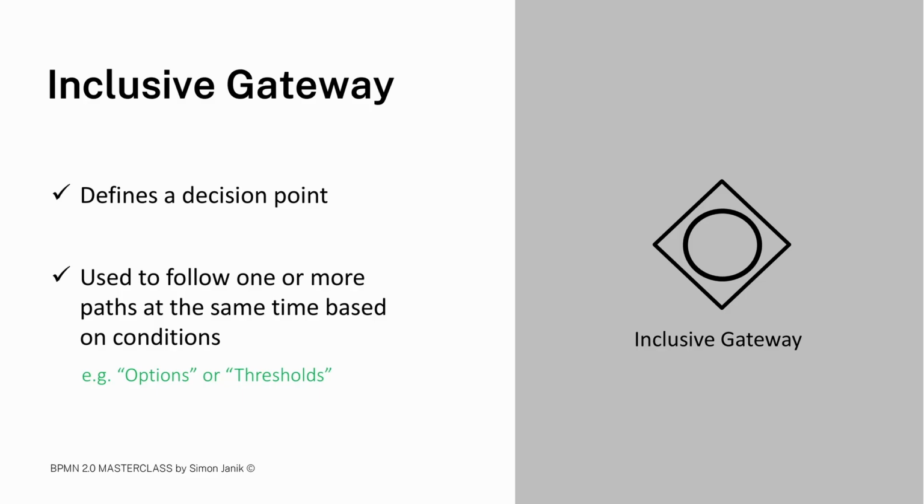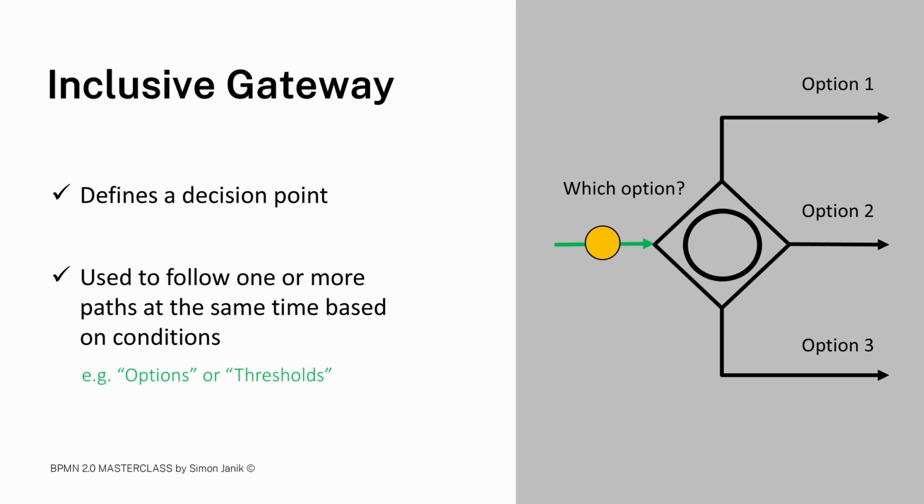Let's quickly compare it to the gateways you already know. Unlike the exclusive gateway, which picks only one path, and unlike the parallel gateway, which triggers all paths, the inclusive gateway sits in the middle. It evaluates conditions for each outgoing path and activates all the ones that are true. This means it can trigger one, some, or even all branches depending on the situation.